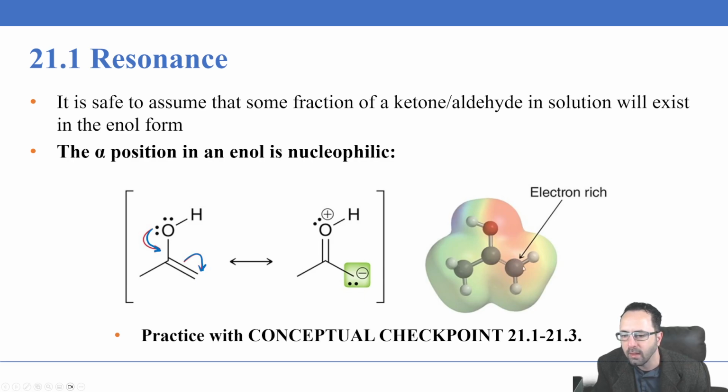And so we can see that this carbon is more electron rich in an enol than we would otherwise expect for just an alpha carbon and an alcohol, for example, which would have very much less electron density. So it's safe to assume that some of this form will exist when we're in the enol form, and so this gives us this kind of rich electron density over by the alpha carbon.